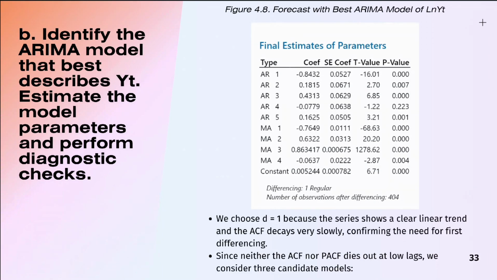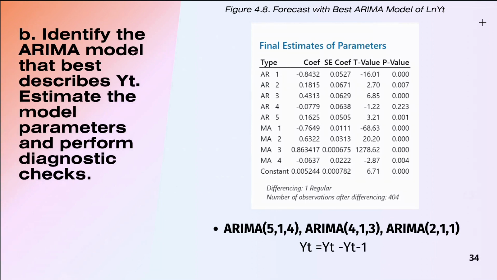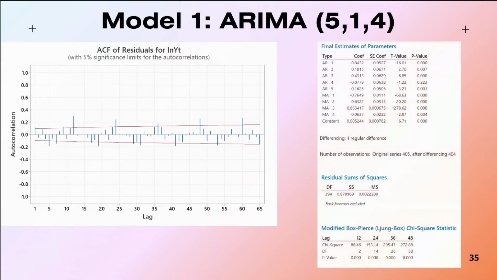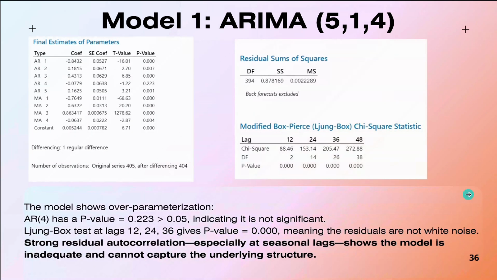So we still identify the ARIMA model for this differenced series, estimate the model parameters, and perform diagnostics. We use Minitab to find the best ARIMA model, and we compare three candidate models: ARIMA 514, ARIMA 413, and ARIMA 211. The first one, ARIMA 514, failed. It was over-parameterized, meaning it was too complex, and some coefficients were not statistically significant. The p-values are larger than 0.05, indicating they are not significant. The Ljung-Box test at the seasonal lag gives a p-value of 0.0, meaning the residuals are not random. The strong residual autocorrelation, especially at the seasonal lag, shows the model is inaccurate and cannot capture the underlying structure.